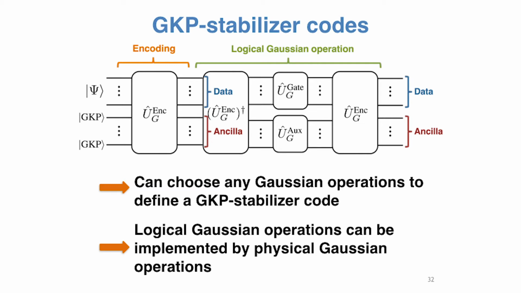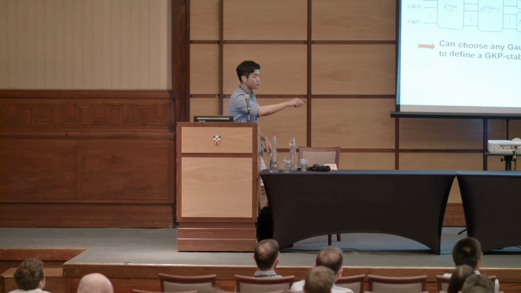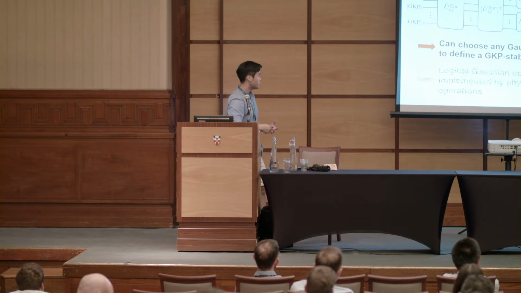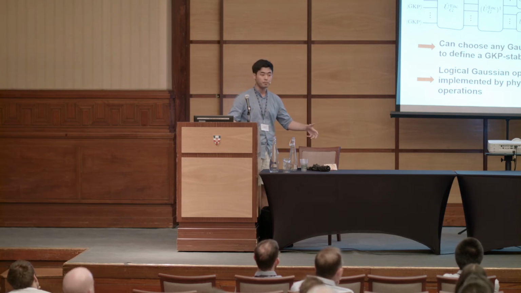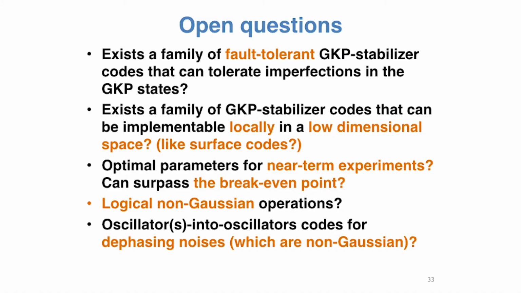And what's really nice about this is because the non-Gaussianity is only in the input state, and we only need to do some Gaussian operation here. When we want to do some logical Gaussian operation, we can just undo the encoding and then do the gate that we want to have, and then redo the encoding. So in principle, any logical Gaussian operations can be implemented by physical Gaussian operations. So this way, we have the same nice property that qubit stabilizer code have. So that was the general structure of the code that we can have out of this formalism.